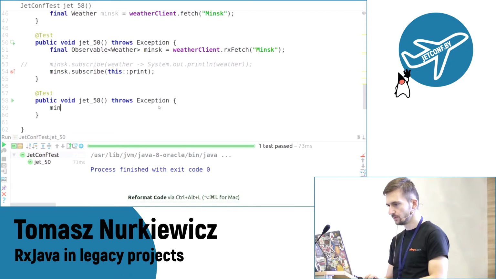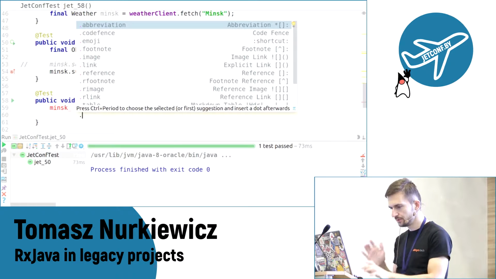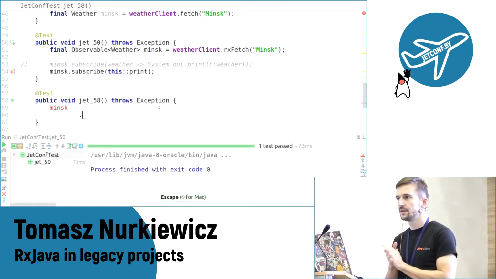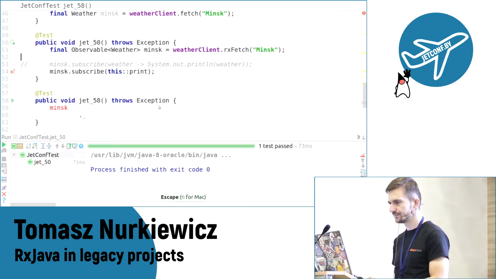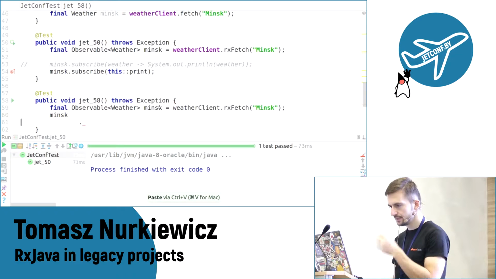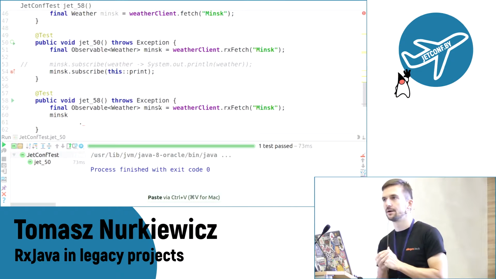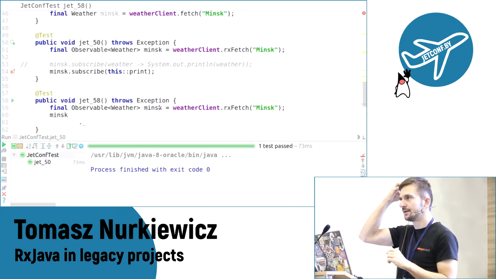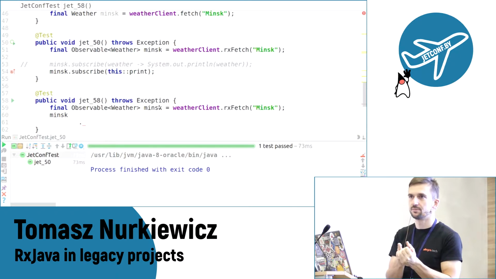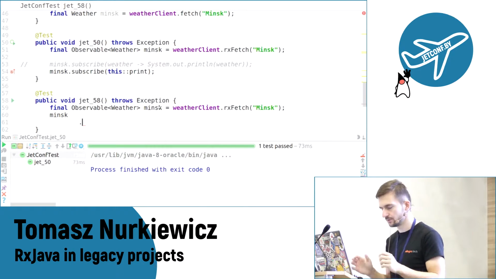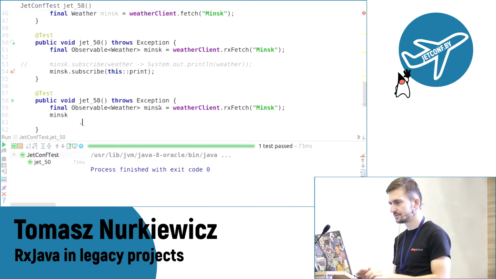Let's say that you want to fetch this weather, and what you actually want to do is make sure that you're not waiting too much for it. So you want to apply a timeout. Timeouts are actually a bit hard in Java because you have to submit something into a separate thread pool, then just wait for it. In RxJava, this is really, really simple.